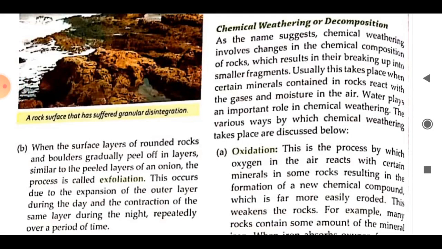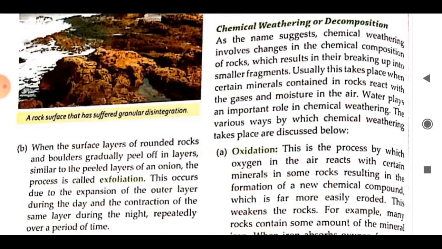So what is chemical weathering? Chemical weathering involves changes in the chemical composition of rocks which results in their breaking up into smaller fragments. Usually this takes place when certain minerals contained in rocks react with the gases and moisture in the air. And water plays a very important role in chemical weathering.